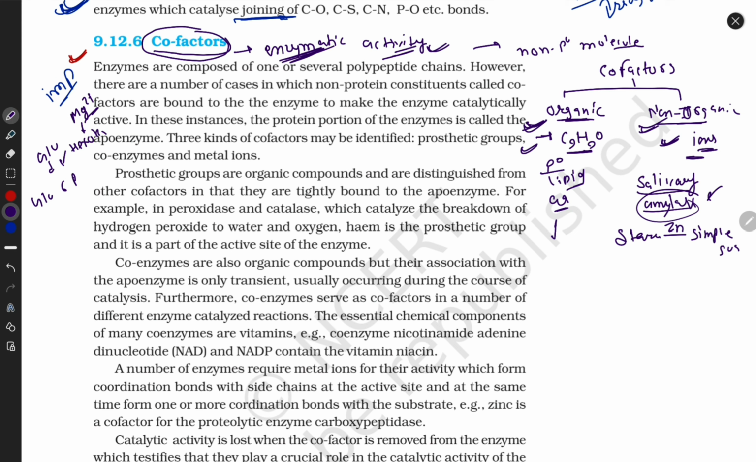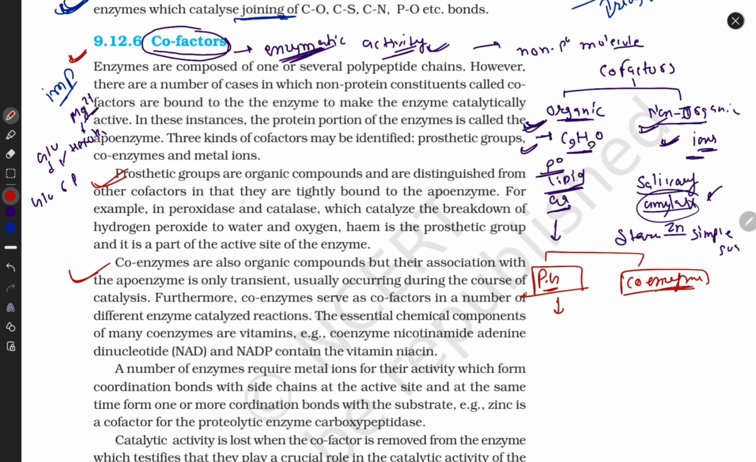And what are the organic molecules? They are organic, so they may be protein, lipid, or some amino acids. Clear or not? Organic cofactor is further divided into two parts: prosthetic group and coenzyme. Already all things are written here. What is a prosthetic group, guys?